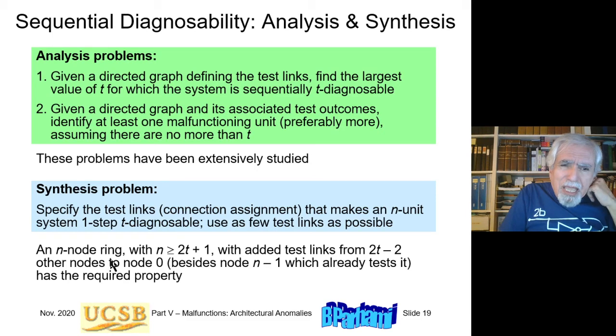Sorry. So an n-node ring with n greater than 2t plus 1 with added test links from 2t minus 2 other nodes to node 0 has the required property. I meant to include an actual diagram of this ring, but I forgot to do it. Sorry. So we know at least one architecture that is sequentially t-diagnosable.